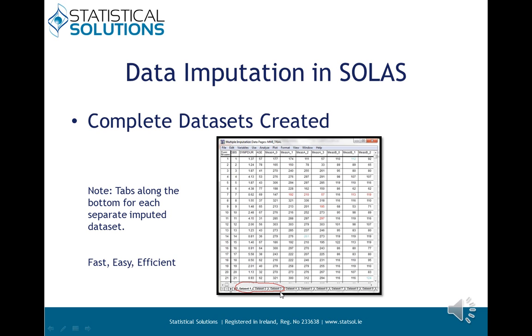Each tab along the bottom of the datasheet will open a separate completed dataset. The values shown in red and in blue are the imputed values. Red are monotone and light blue are non-monotone values.